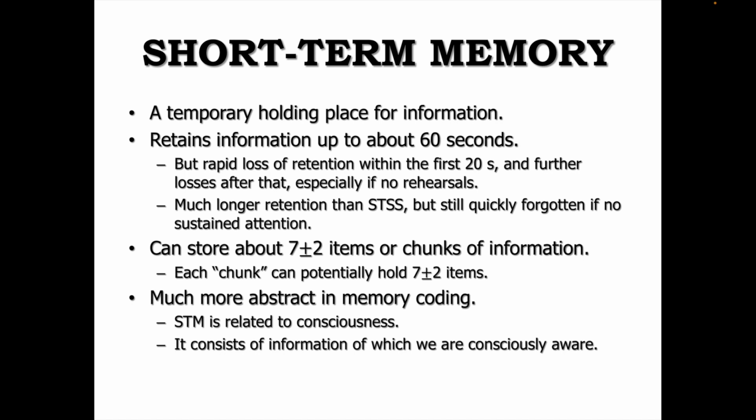An example of a chunk would be, for example, if you've got words, words are essentially chunks of letters. So if you remember a word, you're remembering a chunk of letters. So that's an example of what a chunk would be. Now, short-term memory has a much more abstract way of coding information in the short-term memory store. Our short-term memory is related to consciousness, and it consists of information that we are consciously aware of. Not the subconscious, but what we're consciously aware of.